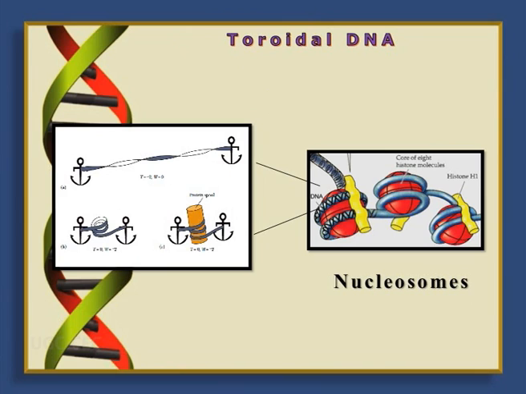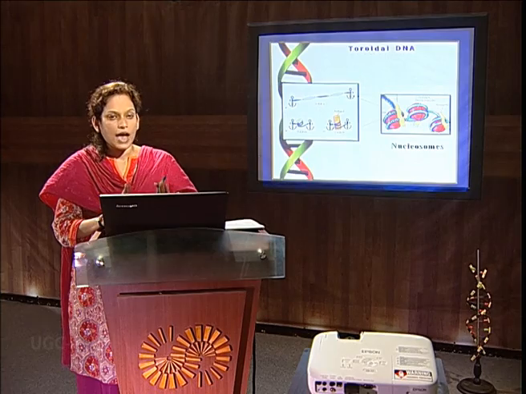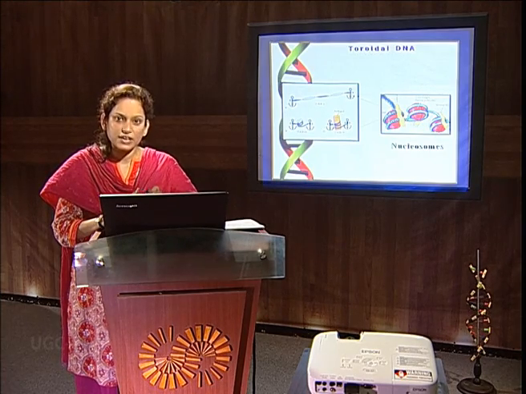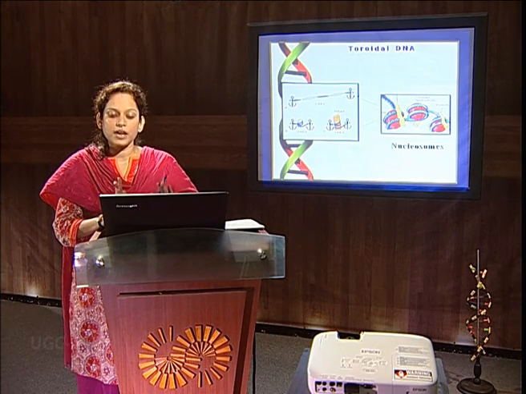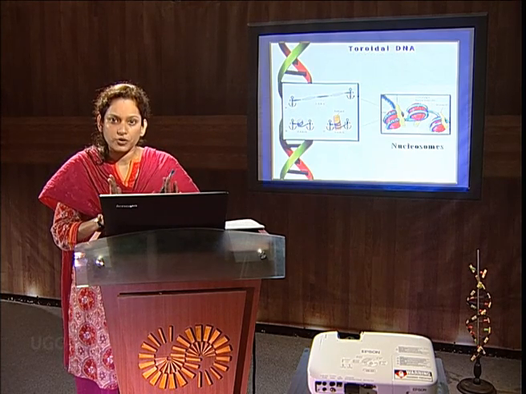Now, toroidal supercoiling is very common in case of eukaryotes. We find it where? Mostly in the form of chromatin. In chromatin, we see this kind of a structure which is known as nucleosome. In nucleosome, the DNA is wrapped around the histone octamer, and the DNA which is wrapped around the histone octamer is left-handed in direction, thereby creating a toroidal supercoiling.